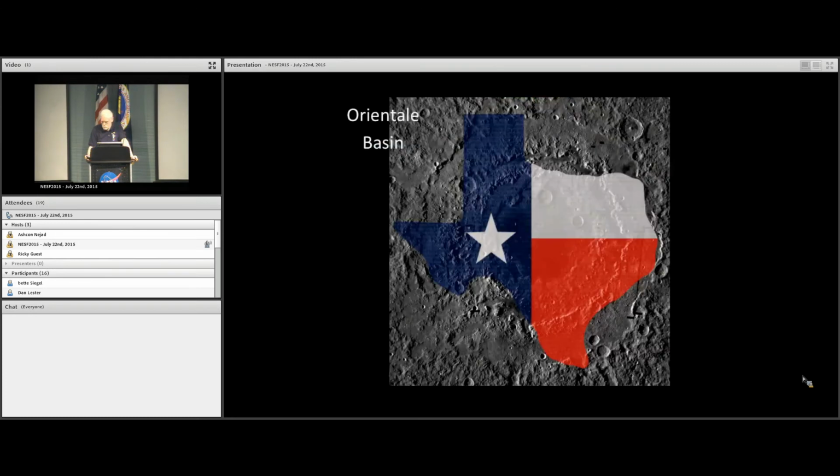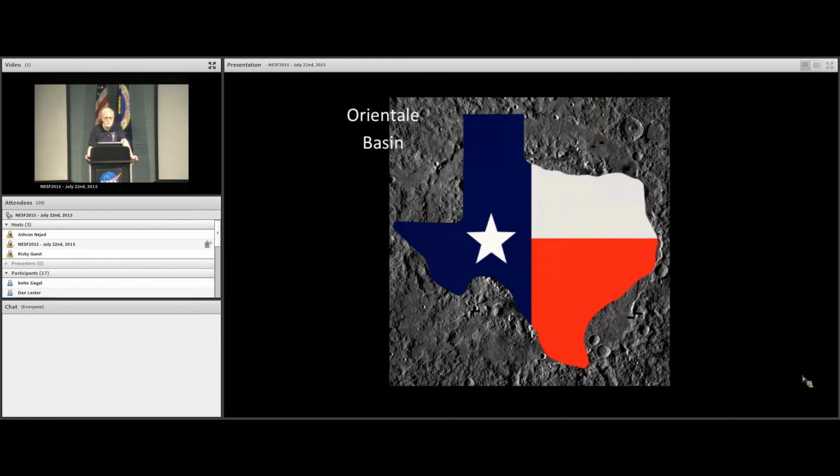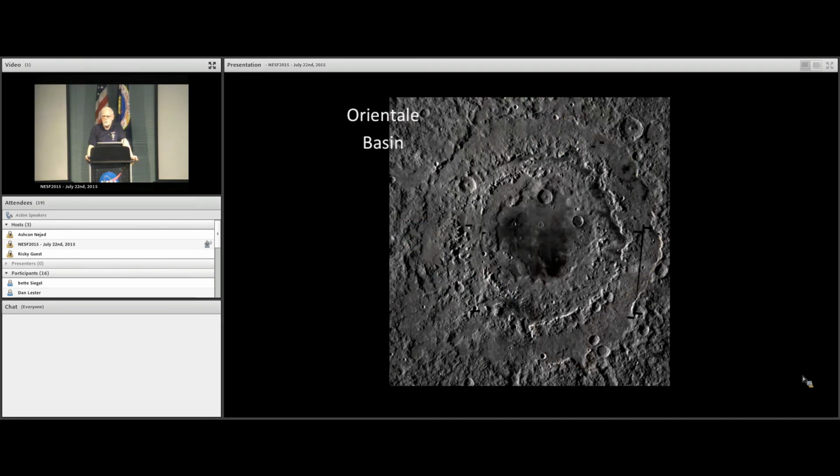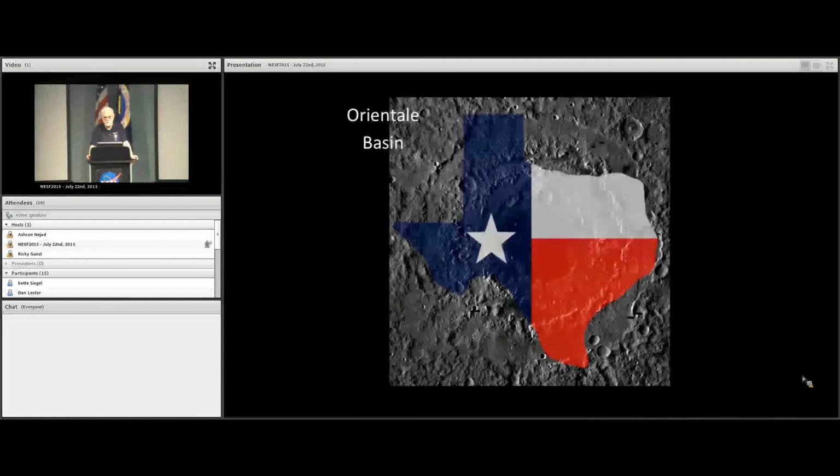Of course, the reason that we went to all these different places in the Apollo program was to get diversity, but also to optimize. Now we know a lot more and we can focus on specific areas. And one of those areas that is really great on the moon for this is the Oriental Basin.